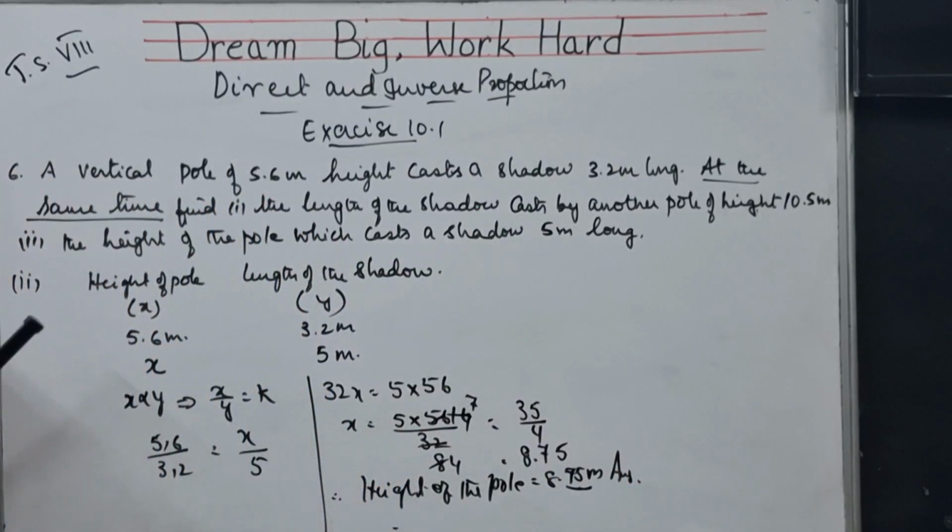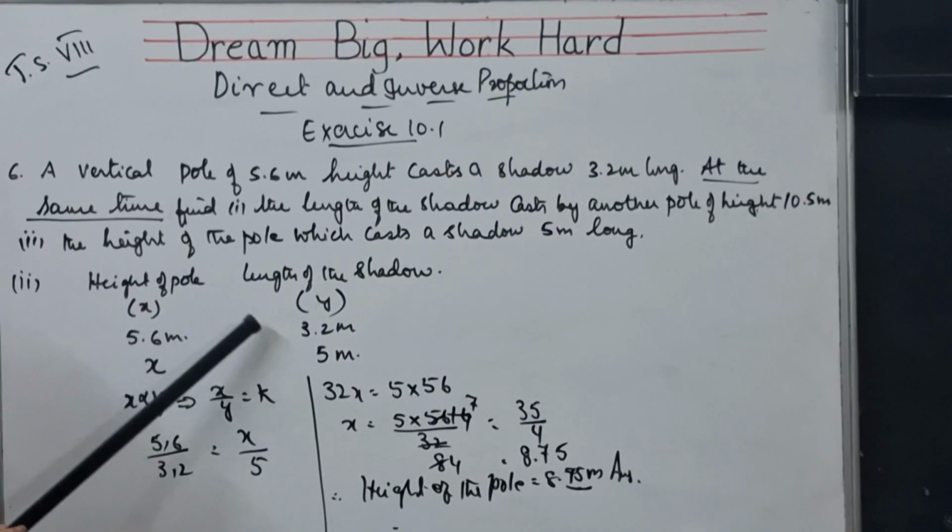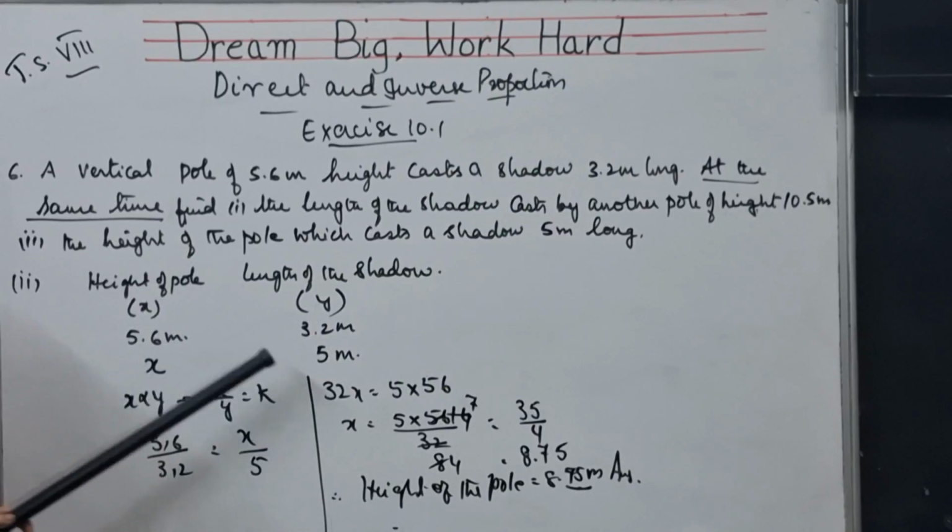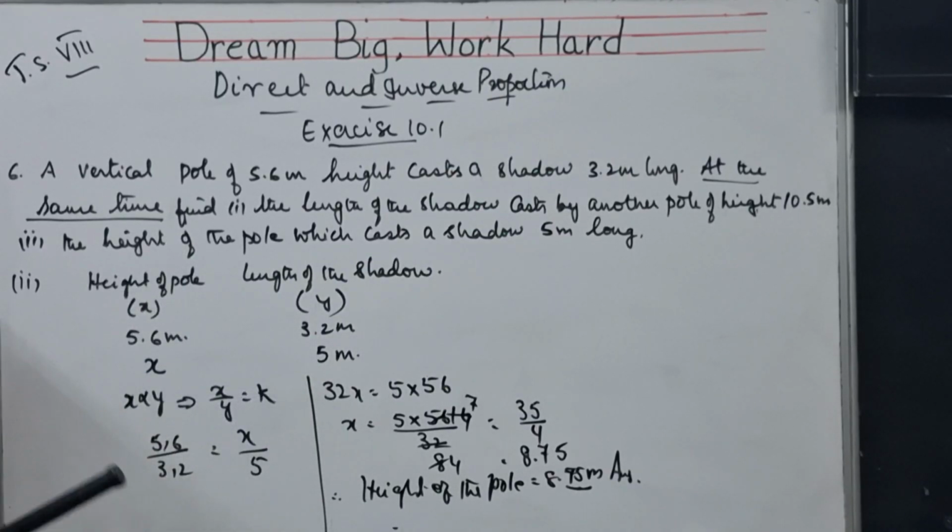So, see here, earlier they have given height, they have asked length. Here, they have given length of the shadow. Now, height you have to find out. This is the calculation. x is proportional to y. x by y is k. So 5.6 by 3.2, decimals got cancelled, is equal to x by 5. So 32x is equal to 5 into 56. So x is equal to, on calculation, I have got 8.75 meters. So children, please note it down. This is sixth problem.